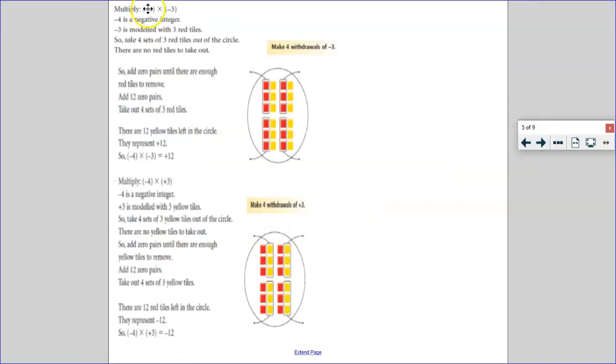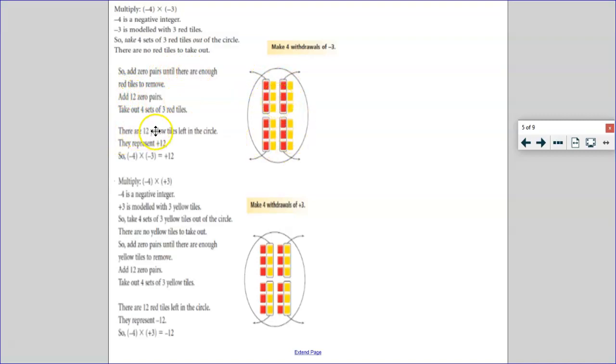Here we have negative 4 times negative 3. Both are negative integers. 3 is modeled with 3 red tiles. So take 4 sets of 3 red tiles out of the circle. But when you start, your bank is empty. There are no red tiles to take out. So here comes our zero pair rule. You're going to put in enough tiles until there are 12 zero pairs. So that's what they did. They zero paired 12 off.